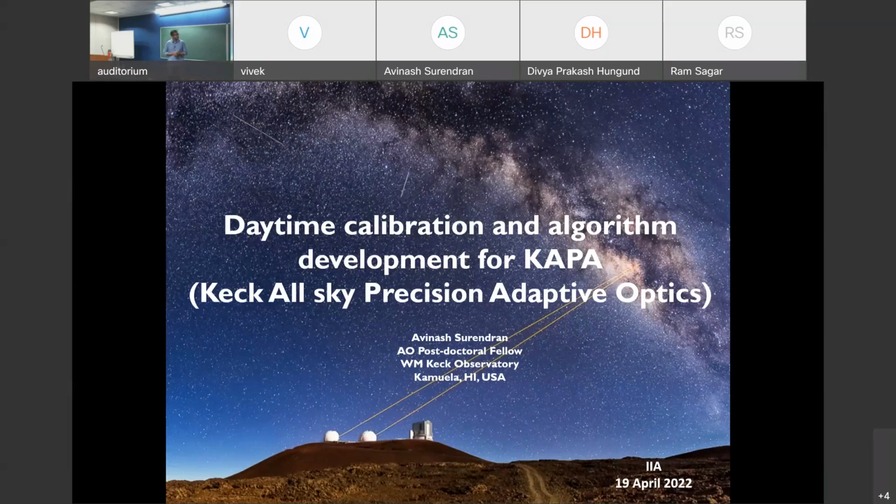So as Prasanna mentioned, I had been working in the field of adaptive optics during my PhD and for a brief stint at IUCAA immediately after my PhD. Currently I'm working on the Keck All Sky Precision Adaptive Optics System. I've structured the talk so that I'll first give a brief overview of adaptive optics as context. I know most of you are familiar with how AO works, but it is context for how it fits into the KAPA upgrade.